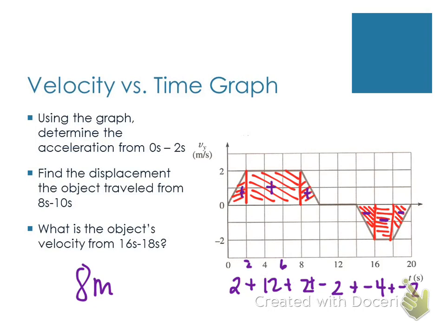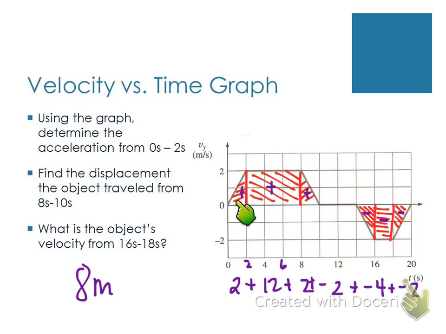So if we're trying to find displacement of this entire graph, we've got to split this whole section. This all is positive motion because we're going in the forward direction. At this point, we're moving in the backwards direction. So that's negative displacement we're going to take away from that.